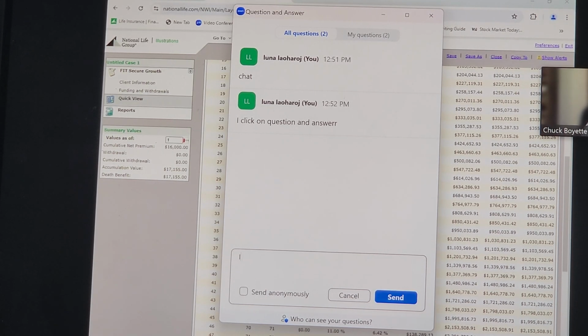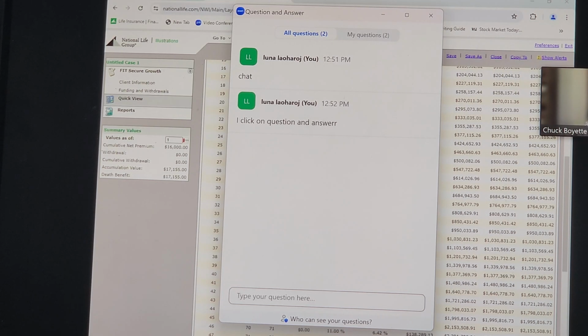Someone's asking how much money is the minimum for them to put in. For our flexible premium annuities, which are Fit Secure Growth and Fit Select Income, the minimum is $100 a month, or they could do $5,000 as a lump sum. If they wanted to do a lump sum and not put any monthly contributions in, they could do $5,000. But if they didn't have any lump sum to put in and they wanted to start one of those two annuities, it's $100 a month.